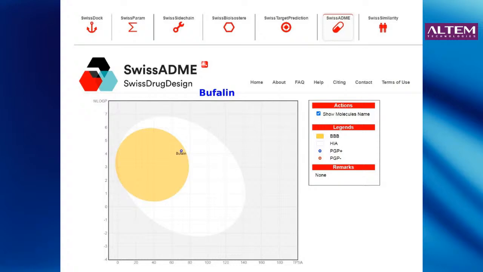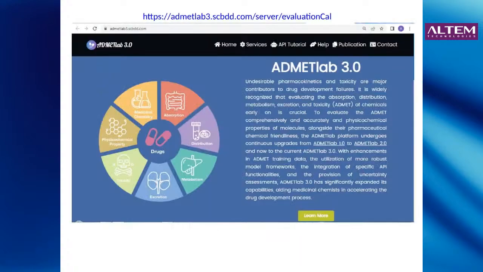The other barrier is the placental barrier. The placental barrier is the ability of a drug to cross into the placenta, the organ which is formed during pregnancy. If the drug is able to cross the placental barrier, it may reach the fetus, and this may sometimes have inadvertent effects on the developing fetus. So you can predict all these things using this tool, the Swiss ADME.